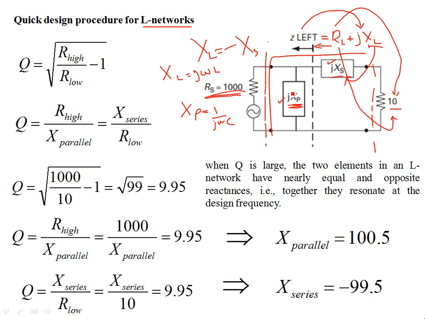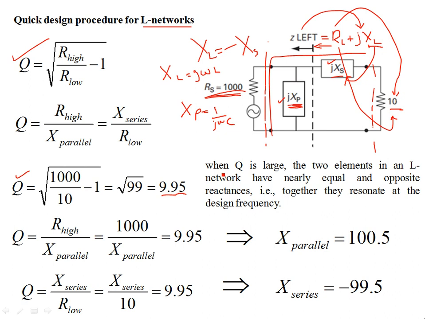But it turns out, if you remember this procedure, it's a little bit more time taking and involves more algebra. So a better idea is to consider the quality factor of the circuit in terms of the load and the source resistance. The quality factor is given as the square root of R high over R low. In this case R high is 1000 and R low is 10, so the quality factor turns out to be about 10, which is much greater than 1. So we are talking of a very high Q circuit.